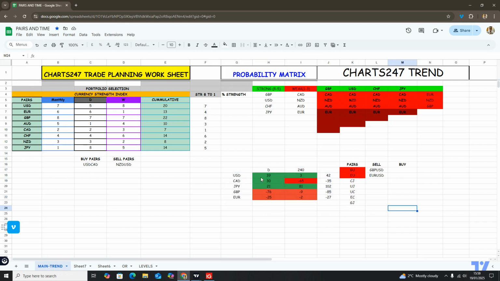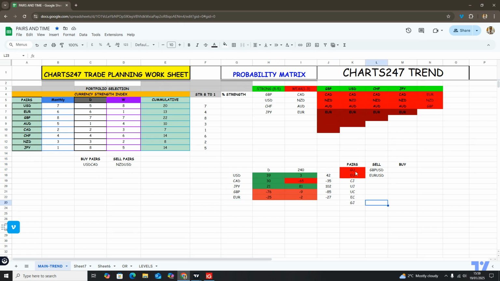So we can see the dollar is strong, the cumulative at 42. The CAD is mixed. We have the CAD strong on the daily chart, but weak on the 4 hours. That's giving us minus 35. The JPY is strong on the daily and the 4 hours. Then we've got the pound and the euro that are weak.